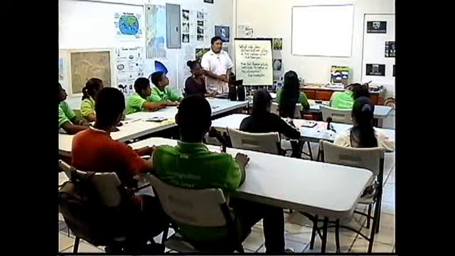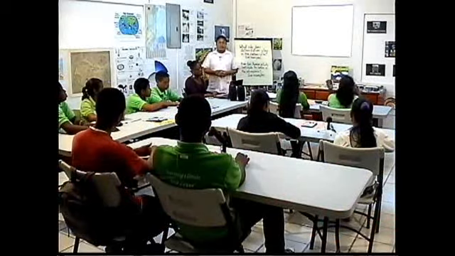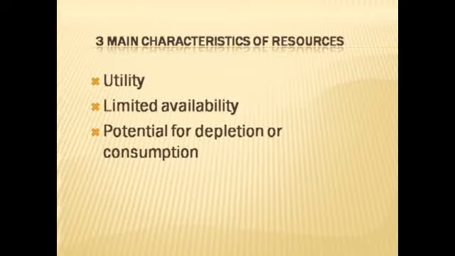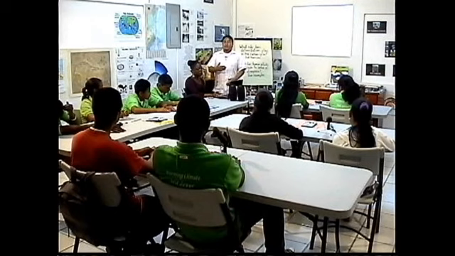No. The majority said no. Okay. Now there are three main characteristics of resources. The first one being utility, use. We use it. Second one is the limited availability of it. We have a certain amount, and if we use it fast, it will disappear.